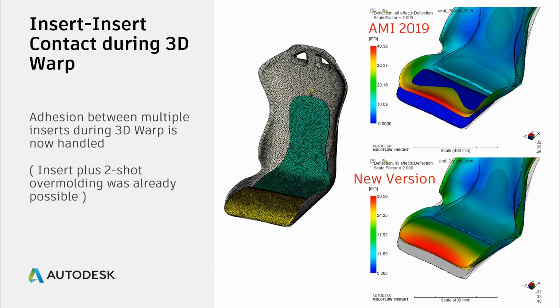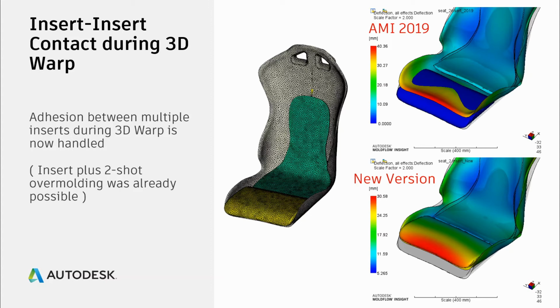The next improvement I'd like to outline for you is the handling of insert-to-insert contact during our 3D warp calculation. This is where we have adhesion between multiple inserts now being handled. Previously, in Moldflow Insight 2019, if an insert was in contact with another insert, that contact interface was not considered during the warp calculation, and the inserts could move apart.